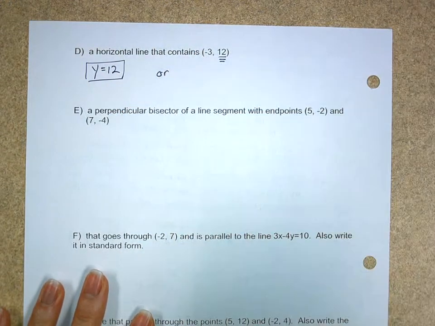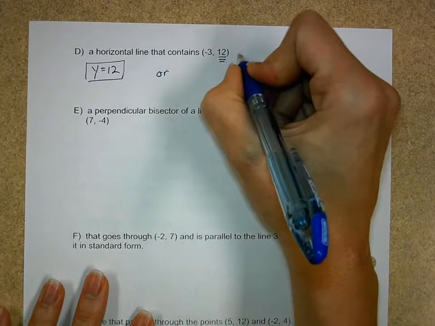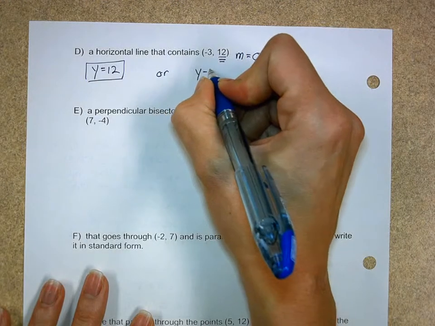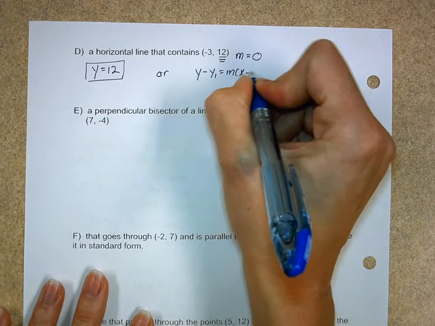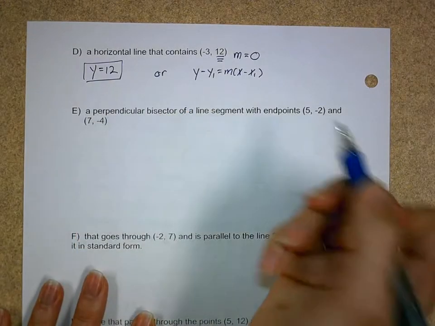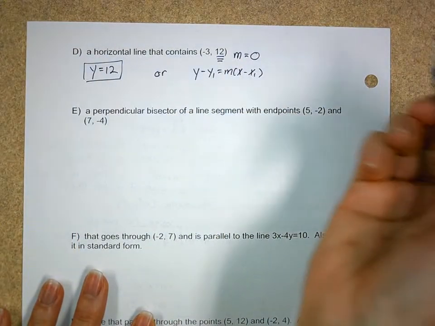Or you can use what you know about a horizontal line. I know a horizontal line is flat, so its slope is 0. And then you could still use point-slope form. Basically, use what you know. If you know the shortcut method, use it. If not, you have to plug and chug it into the point-slope form.